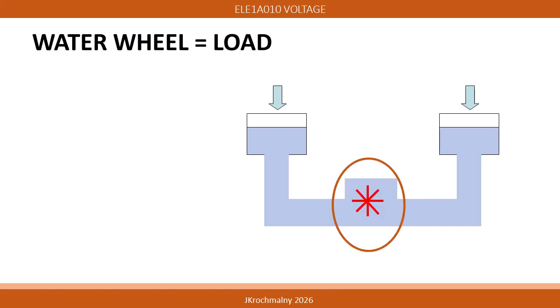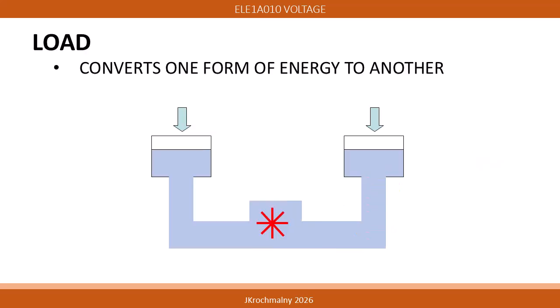Using the same fluid power circuit, a water wheel is dropped in the center. We may now see that this water wheel will spin with water flow. The water wheel becomes a load in the fluid power circuit. A load is a component that converts one form of energy to another. In this example, the energy of the power of the fluid is converted into rotational mechanical torque and then can do work.